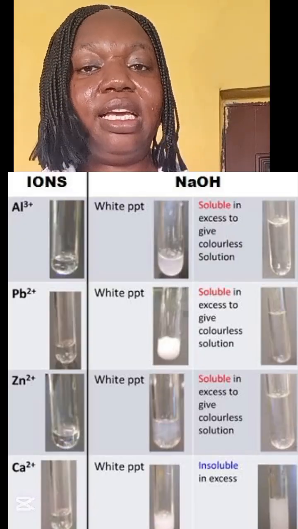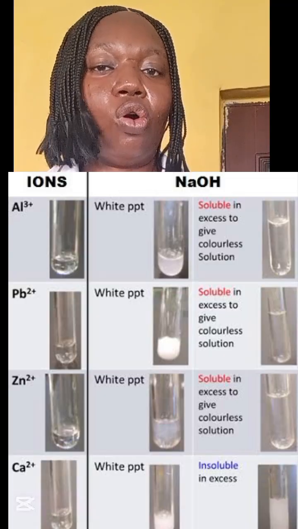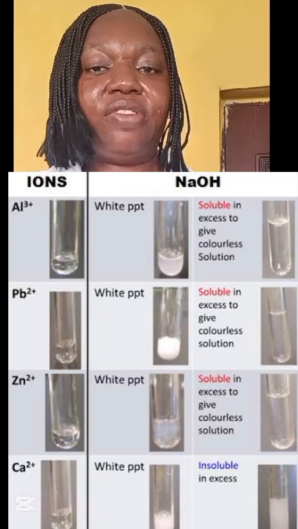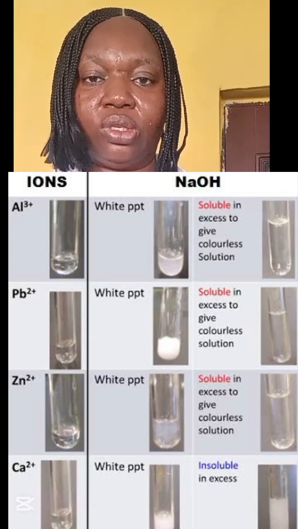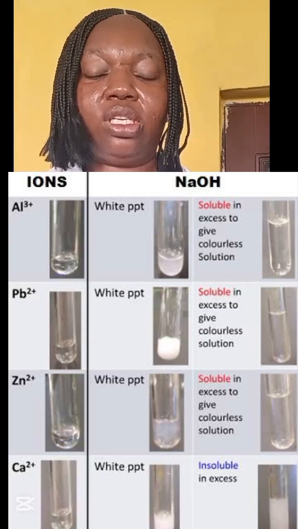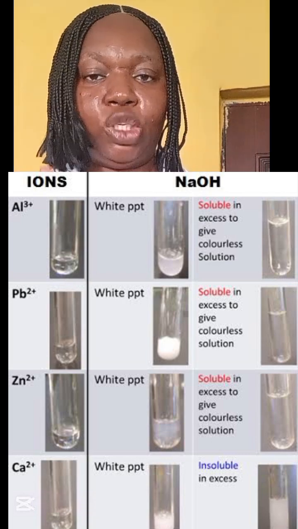If you're using sodium hydroxide and you get a white gelatinous precipitate, it can only be zinc or aluminum, that's Zn2+ or Al3+. And if it is a powdery precipitate, it can only be Ca2+ or Pb2+. So do not mix it up. Don't just say white precipitate and line up all four ions. White will not earn the mark. You have to be specific.